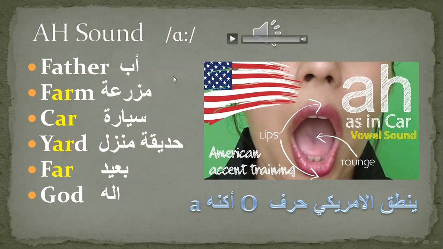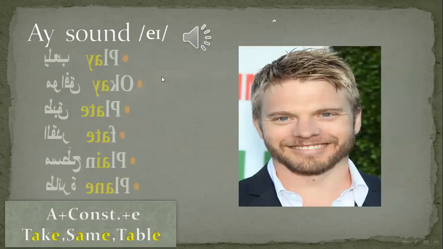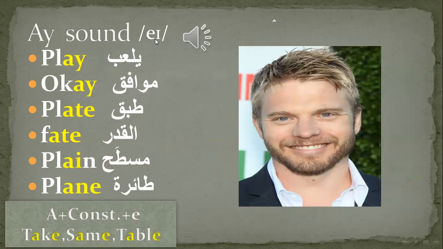So, all right. The second sound is A. This is the phonetic symbol of A. So all these A's are pronounced A. And this is the phonetic symbol.